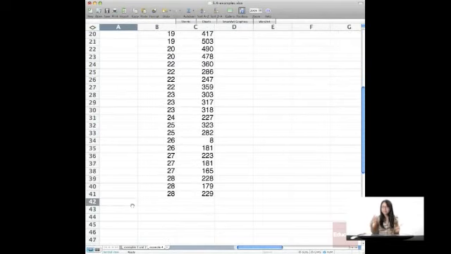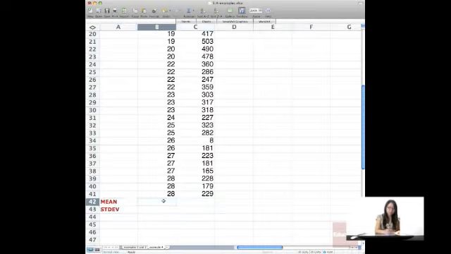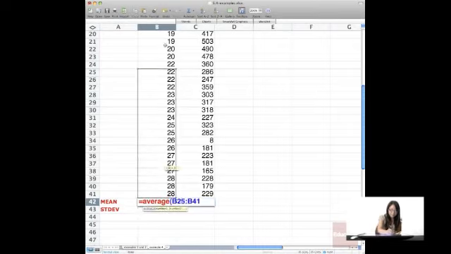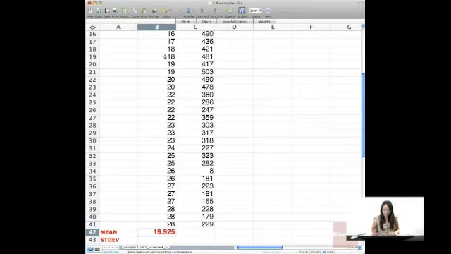Because sometimes we'll get confused as to what we were doing, and so it's often helpful to write these things down. And I like to put it in a different color because that helps me know, okay, wait, this is not part of my data. So let's get the average, the mean, of all of our data here, so the data for the student-faculty ratio, as well as the cost per unit.